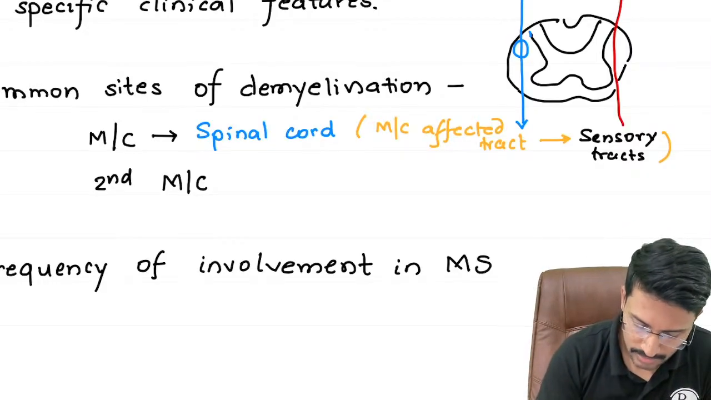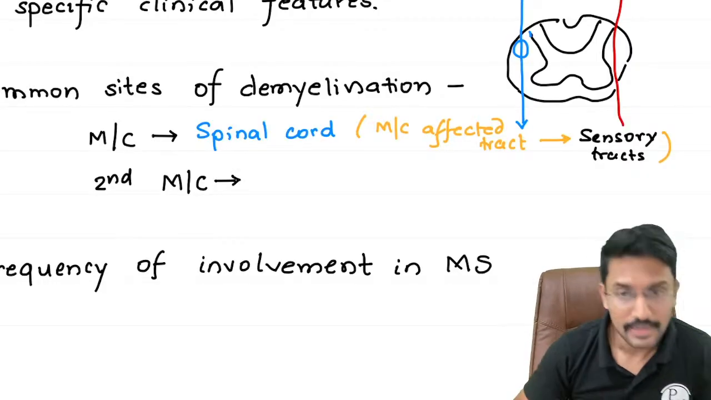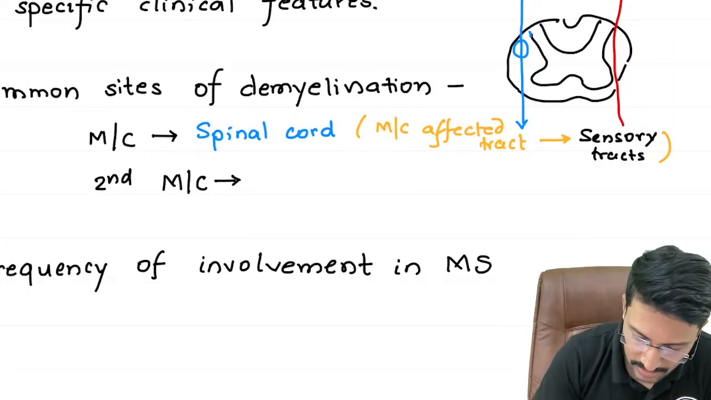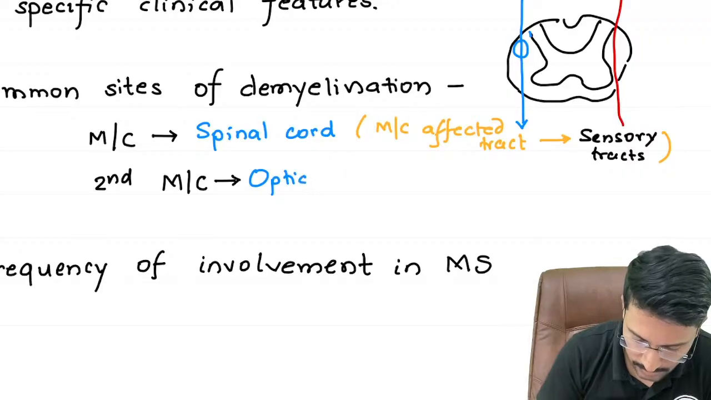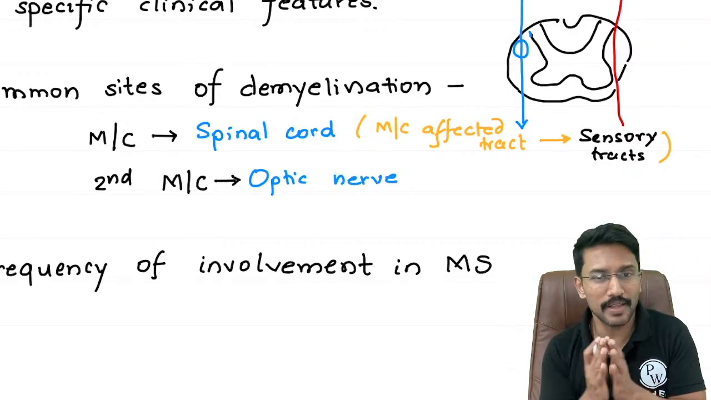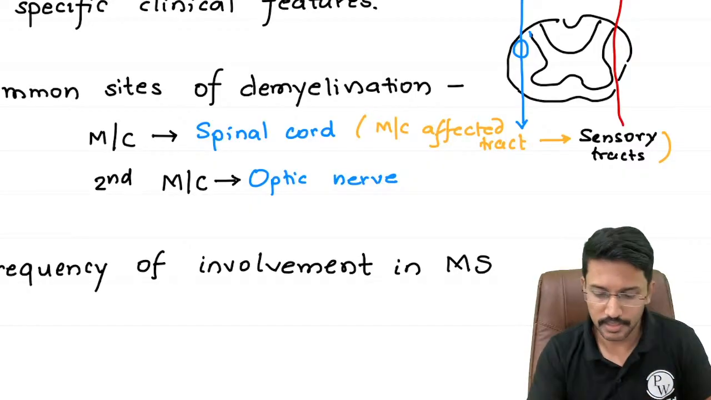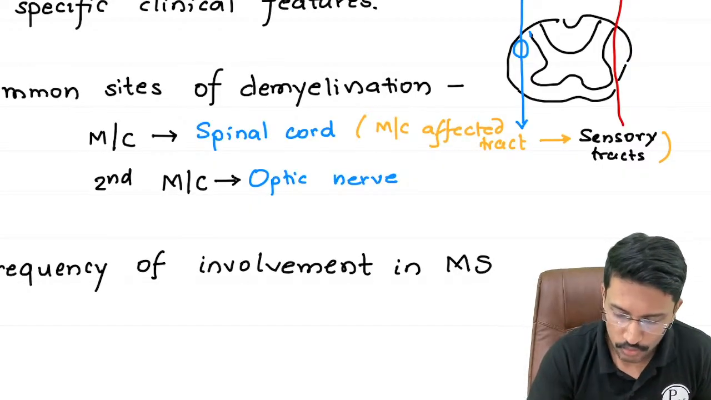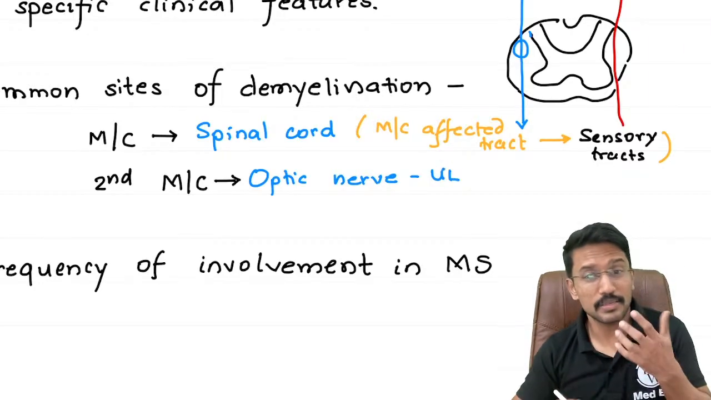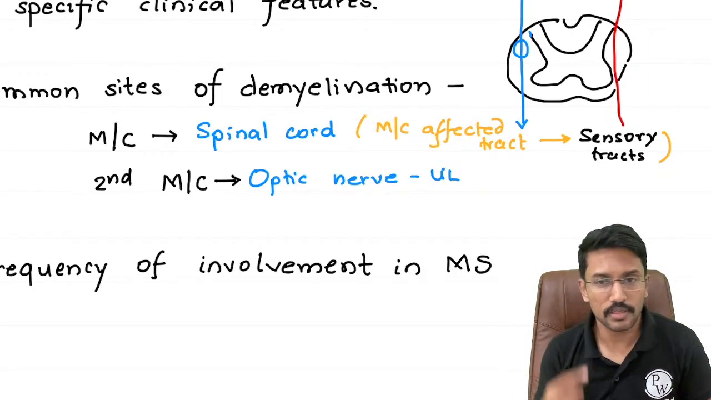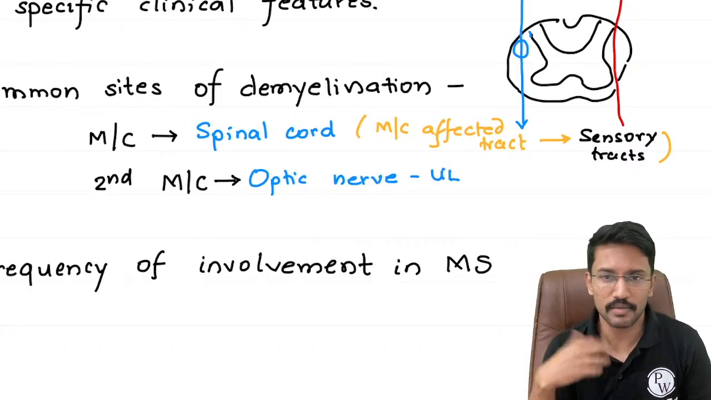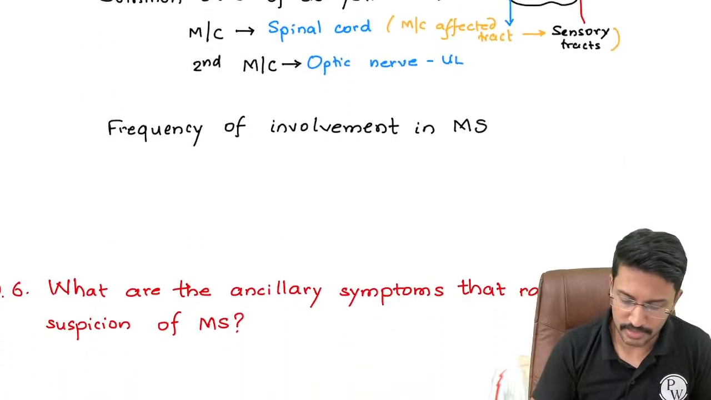What is the second most common site of demyelination? The second most common site of demyelination is the optic nerve. If it is causing optic nerve demyelination, the question is whether it is going to affect one eye or both eyes. Usually it affects a single eye, unilateral optic neuritis. So what symptom do I expect when I have unilateral optic neuritis? I will have loss of vision in one eye. These are the two commonest symptoms that patients with multiple sclerosis will present to us with.